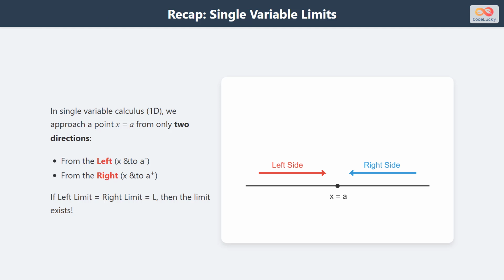Let's start by recalling single-variable calculus. When we deal with a function of x, approaching a limit is simple. We can walk towards a number from the left side or from the right side. If both directions meet at the same value, the limit exists.